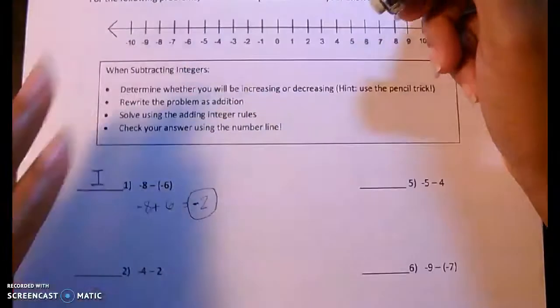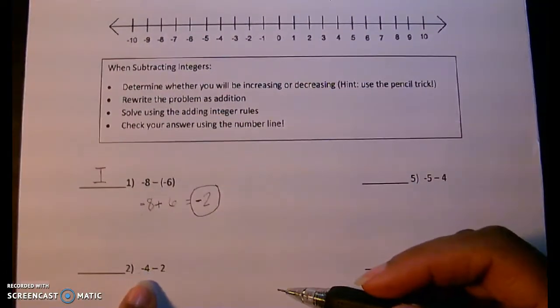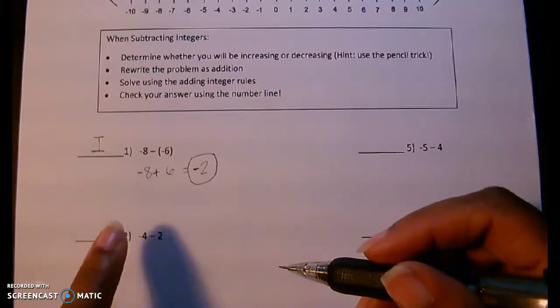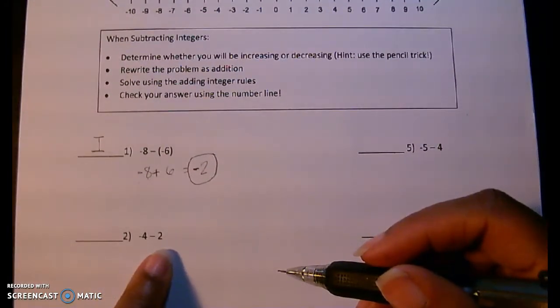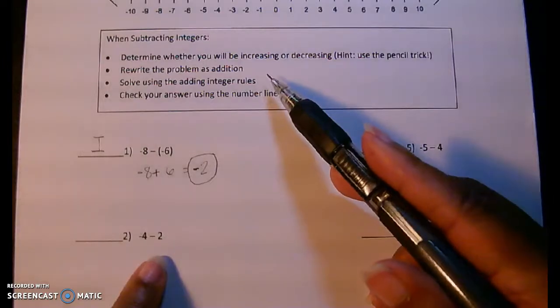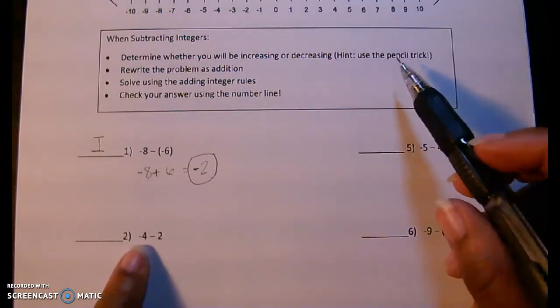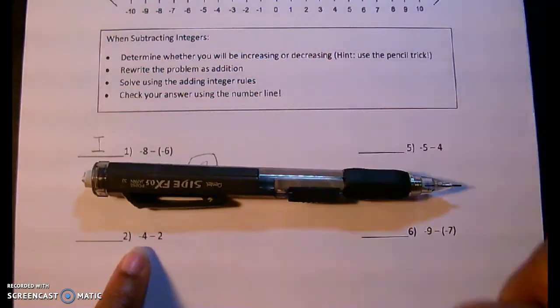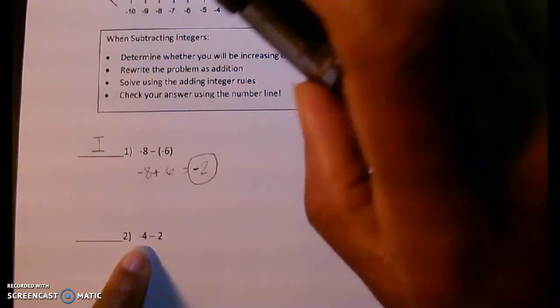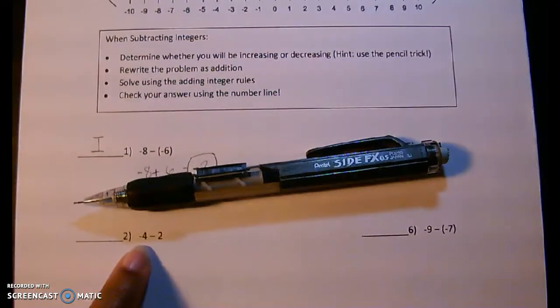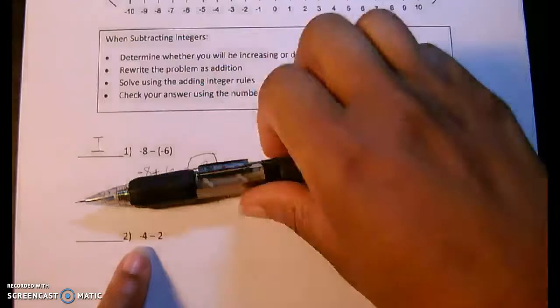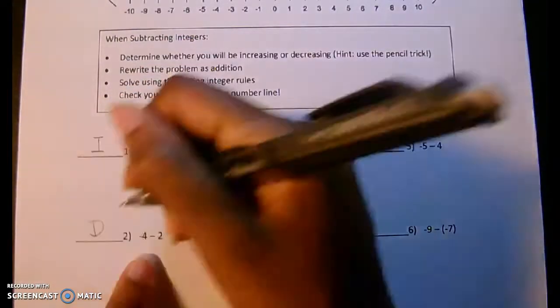Alright. The problem here is negative 4 minus 2. The first thing I'm going to do is determine whether I'm going to be increasing or decreasing by using the pencil trick. So I'm going to start with my pencil facing the right. Negative 4 minus 2. What direction am I moving in? The decreasing side. So I'm going to write decreasing.